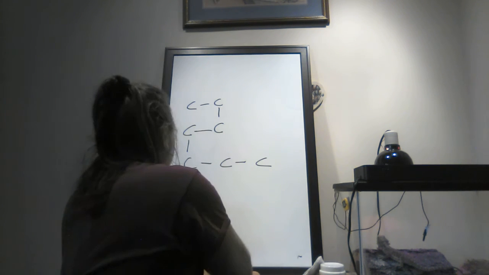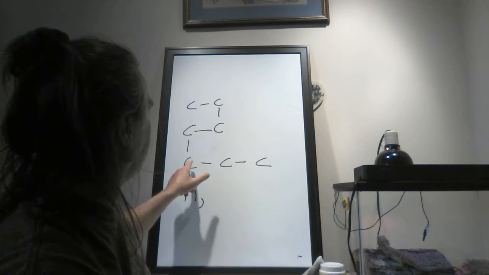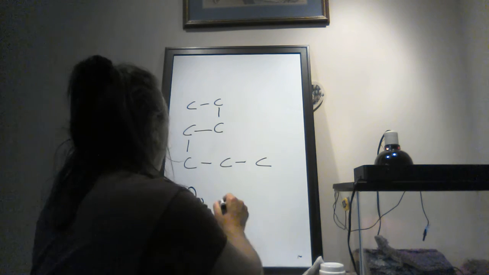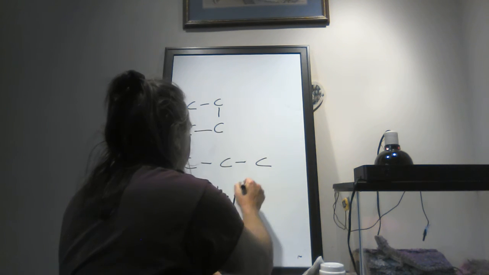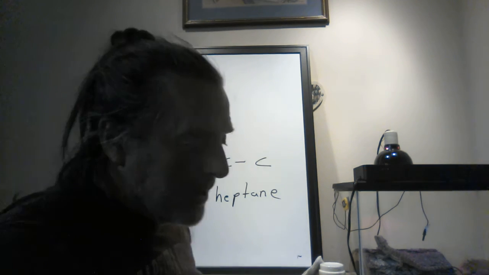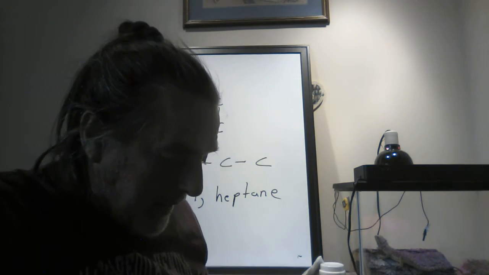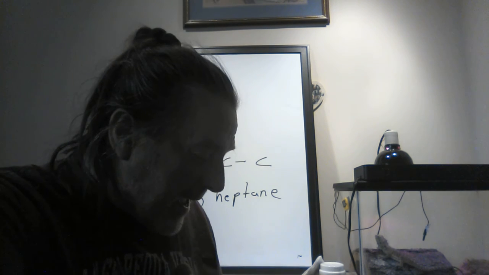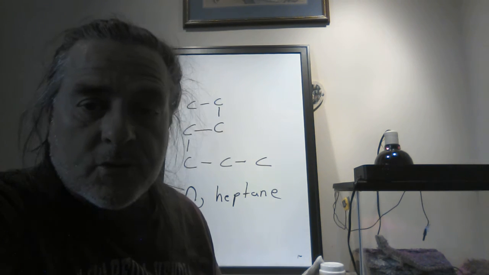So this would be a normal chain, 1, 2, 3, 4, 5, 6, 7 carbons long. This is normal heptane. Okay, n-heptane. So the answer to number 28: you have 5 carbons in that chain. Okay. And it's a straight chain, so the answer is 4, normal pentane.